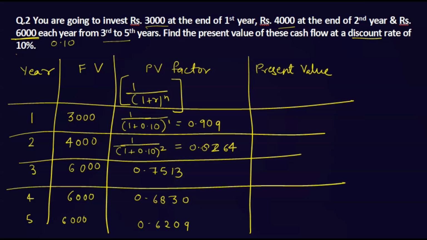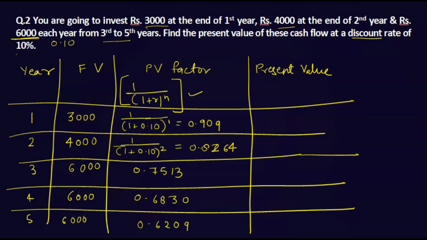Okay, because here you can easily see only this formula: 1 divided by (1 plus r) to the power n. Only at the place of n the value will change. In the first year it will be 1, then 2, then 3, then 4, then 5. Like this it will be there and we can find it out.